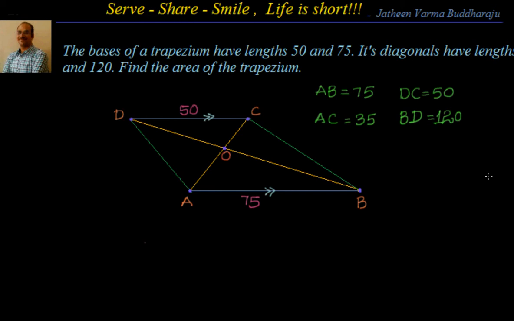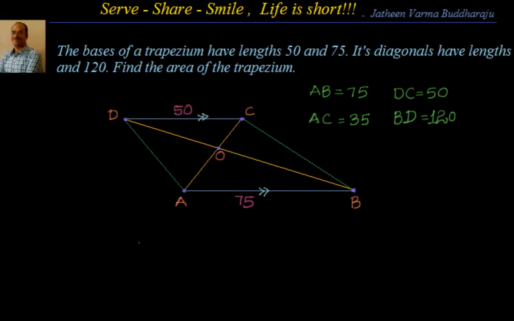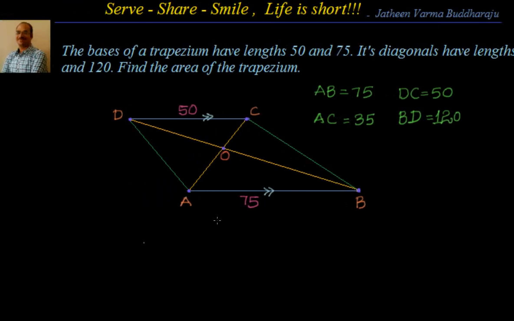Let's look at this interesting problem and try to solve it together. The bases of a trapezium have lengths 50 and 75. Its diagonals have lengths of 35 and 120. Find the area of the trapezium ABCD.